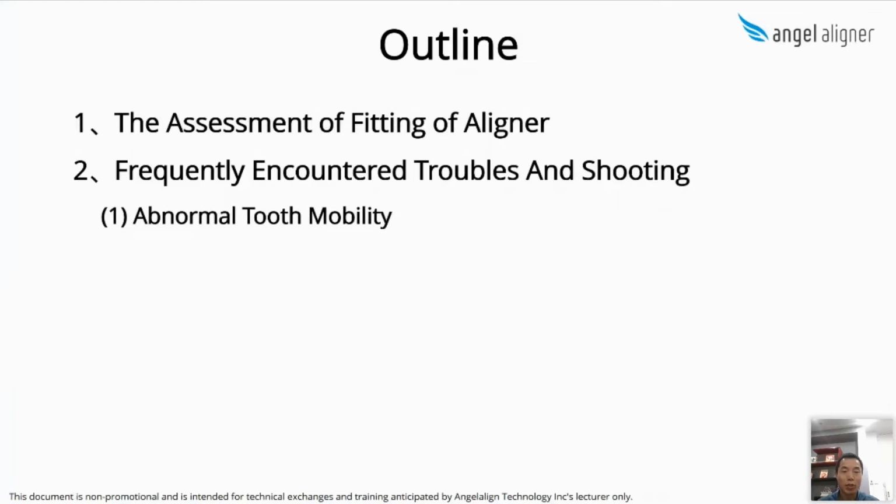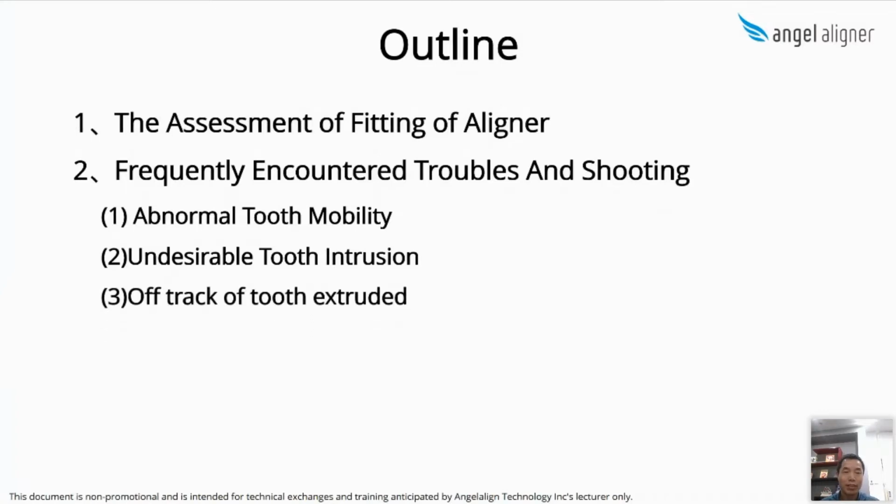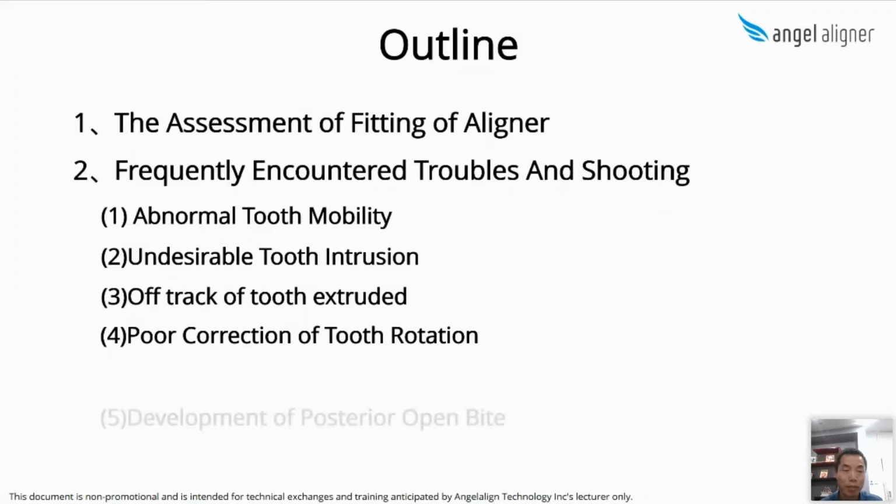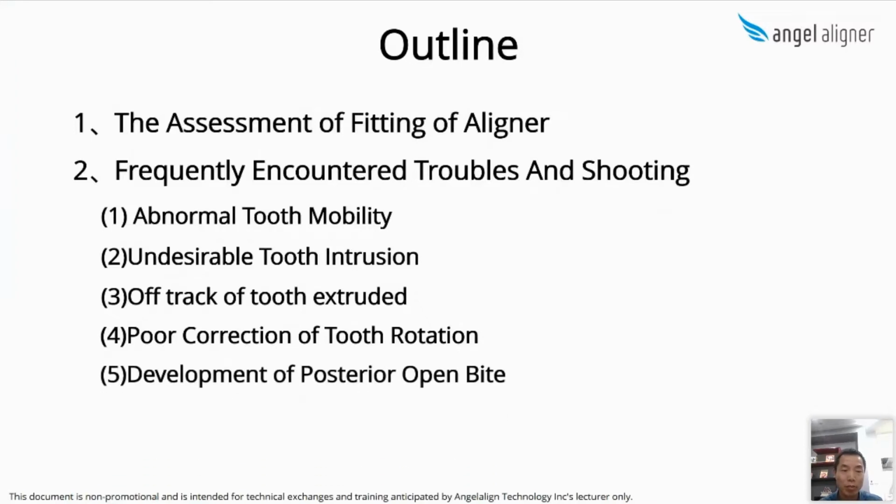First, I will talk about the abnormal tooth mobility. The second will be the undesirable tooth intrusion. The third, off-track of tooth extrusion. The fourth, poor correction of tooth rotation. The last one will be the development of posterior open bite.